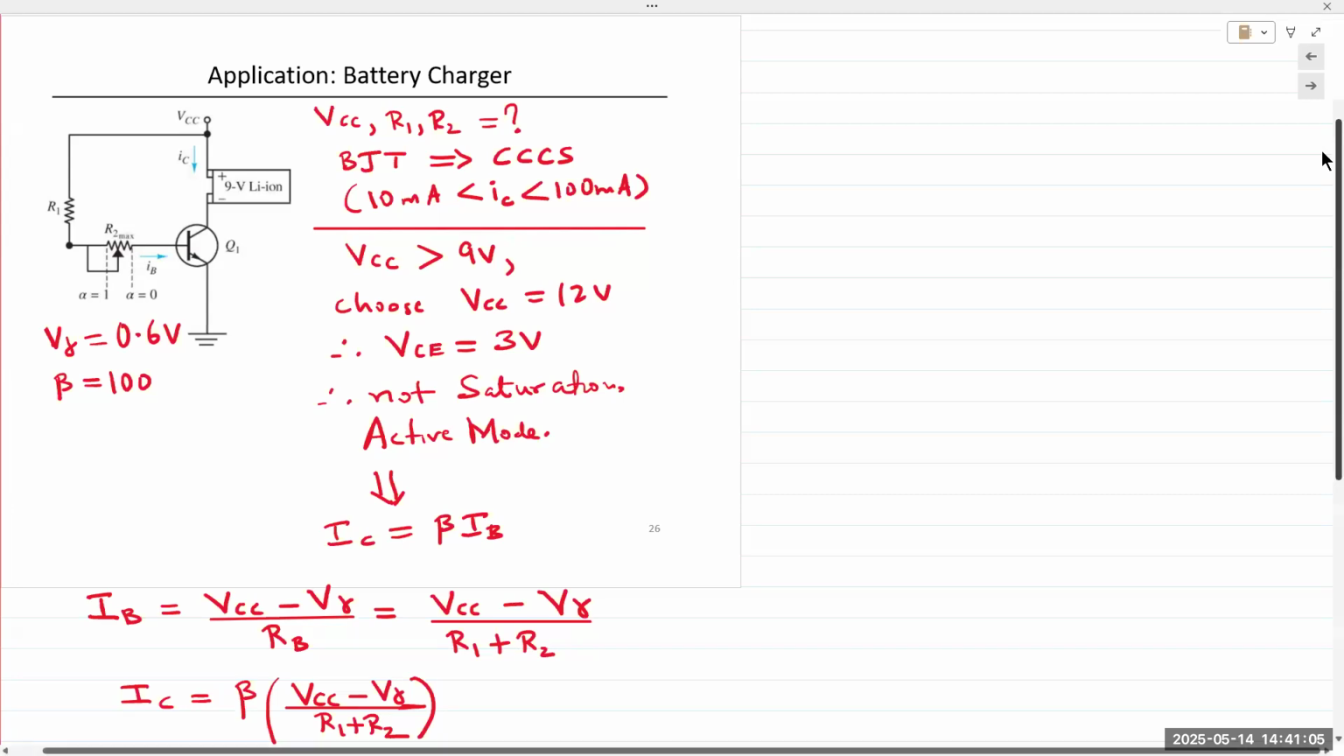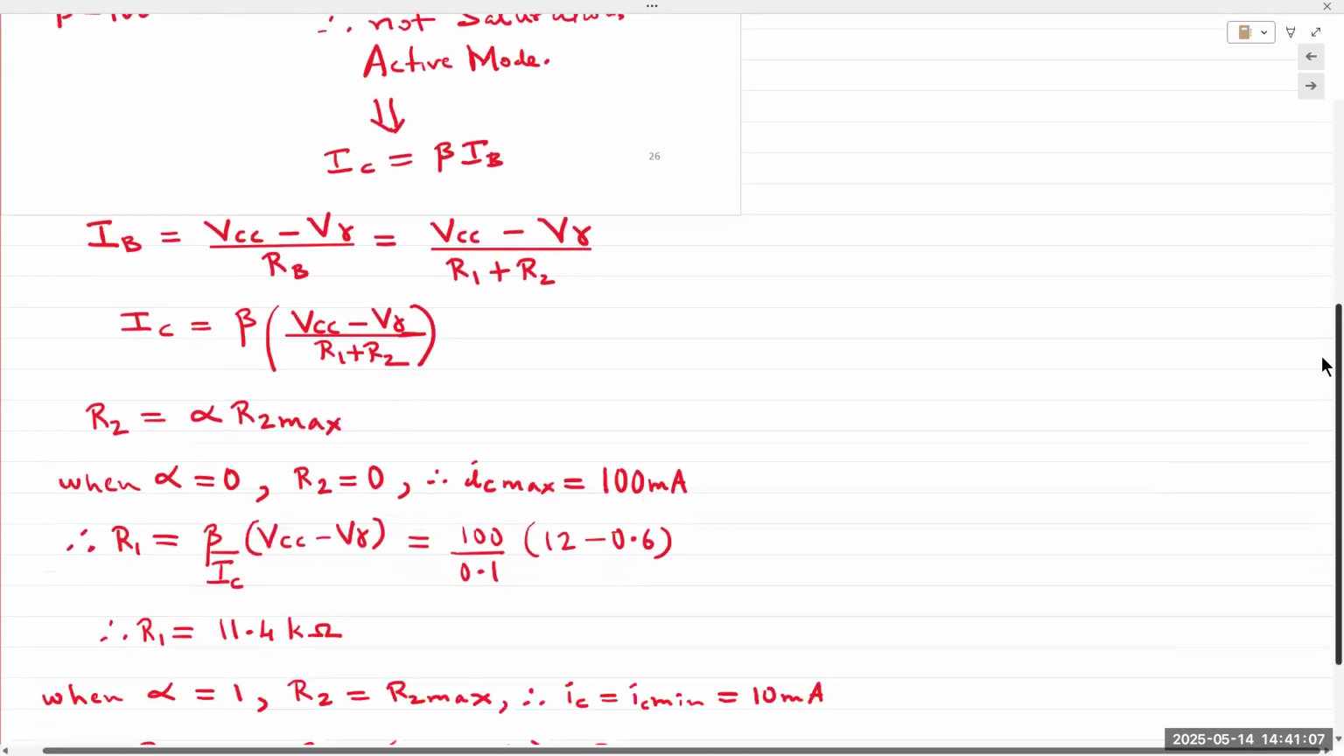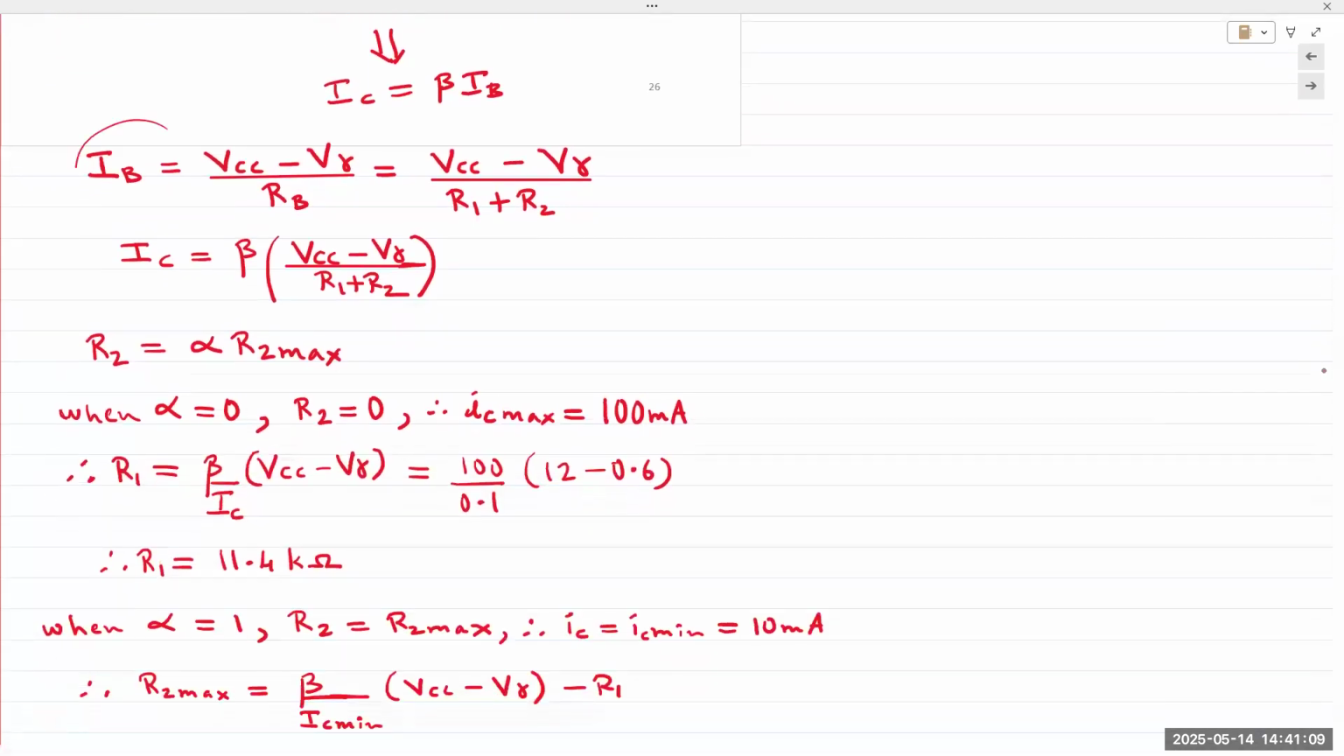All right, if it's operating in the active region, we can write an expression for IB. IB is VCC minus V gamma over RB. Simple again. RB is connected between VCC and V gamma, which is VBE, basically the base-emitter voltage. And we develop an expression for IC. Now, designing, in this case, means determining the values of the components, the base resistance, R1 and R2. So let's first find R1.